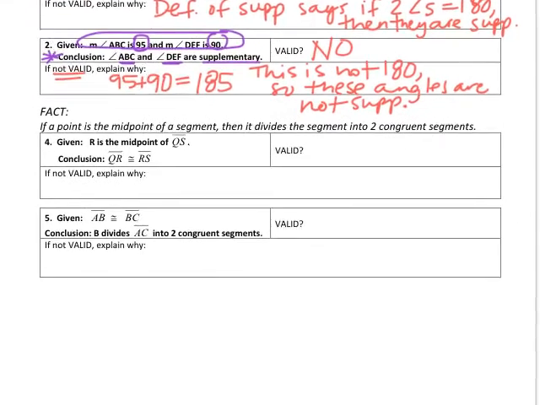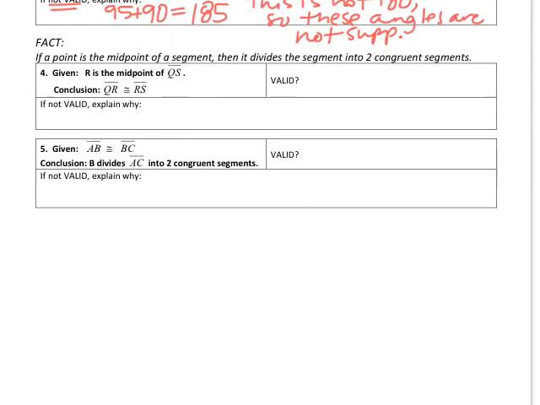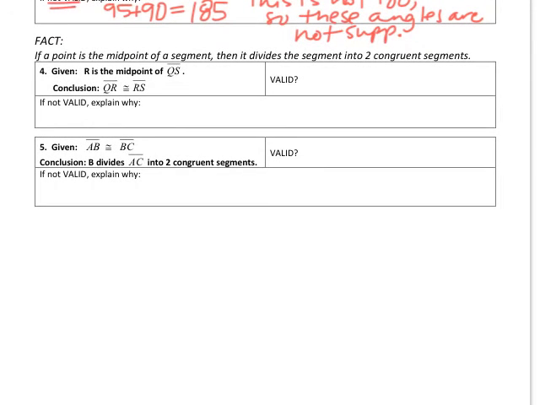Okay, let's take a look at number 4. Number 4 gives us a fact. The fact that we are given is if a point is the midpoint of a segment, then it divides the segment into two congruent parts. Well, this is the definition of midpoint. And we know that from our earlier work in geometry that a midpoint is halfway between two endpoints. So let's take a look at the information we're given. R is the midpoint of QS.